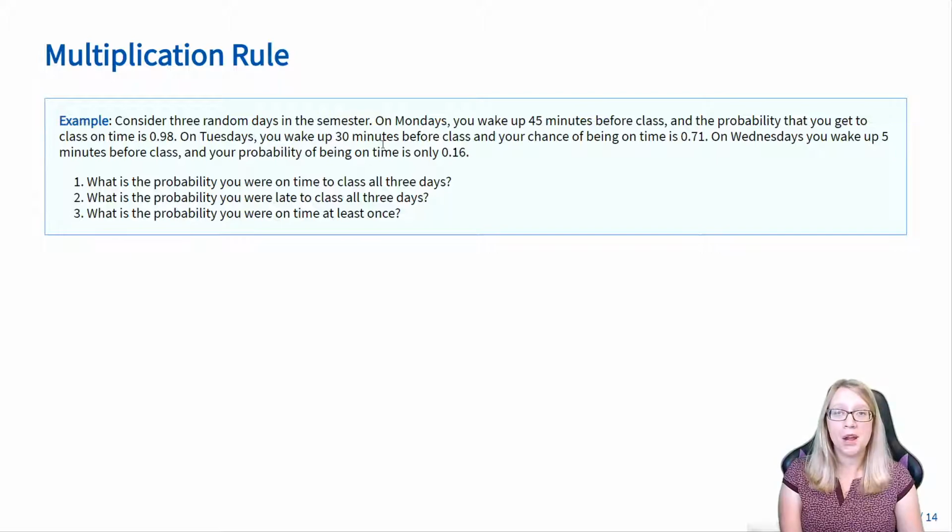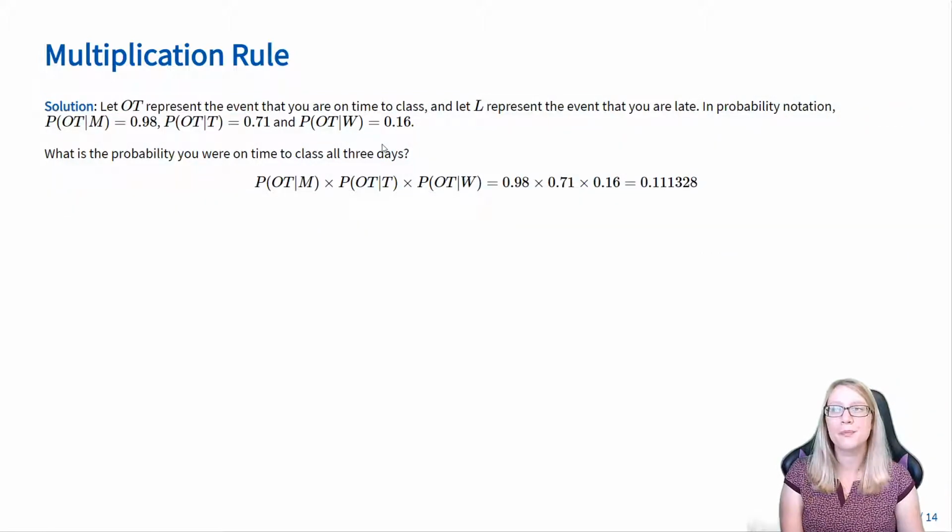So we'd like to find the probability of some events. We want to know the probability that you're on time all 3 days, the probability that you're late all 3 days, and then the probability that you're on time at least once in the week. So I'm going to let OT represent the event that we're on time. Each day of the week will be denoted with a capital letter, Monday M, Tuesday T, Wednesday W. L will represent the event that you are late. Now, on time and late we'll assume to be complements. You can either be on time or you can be late.